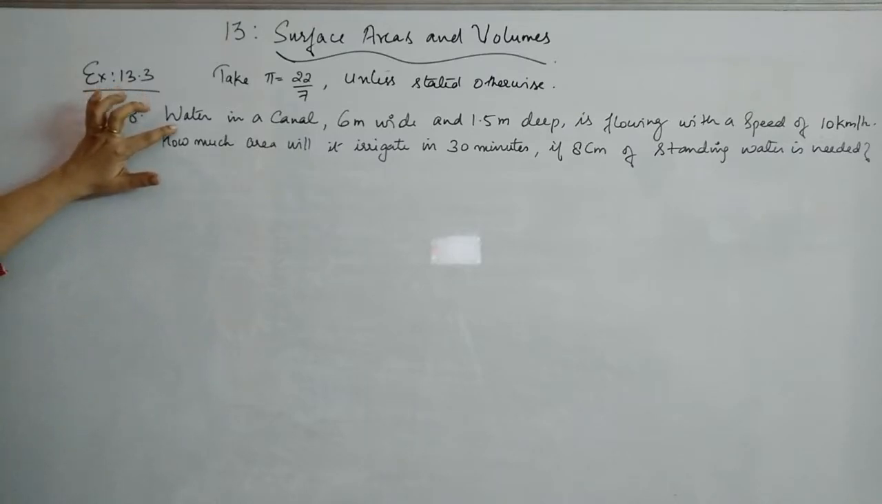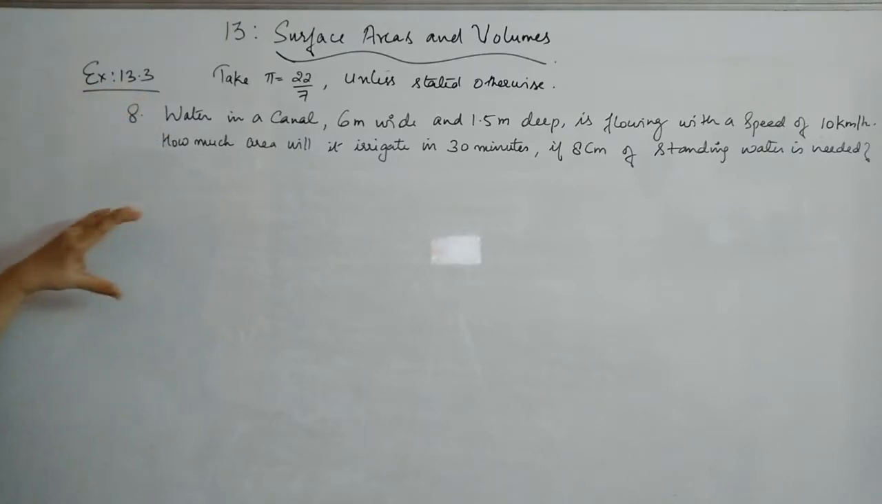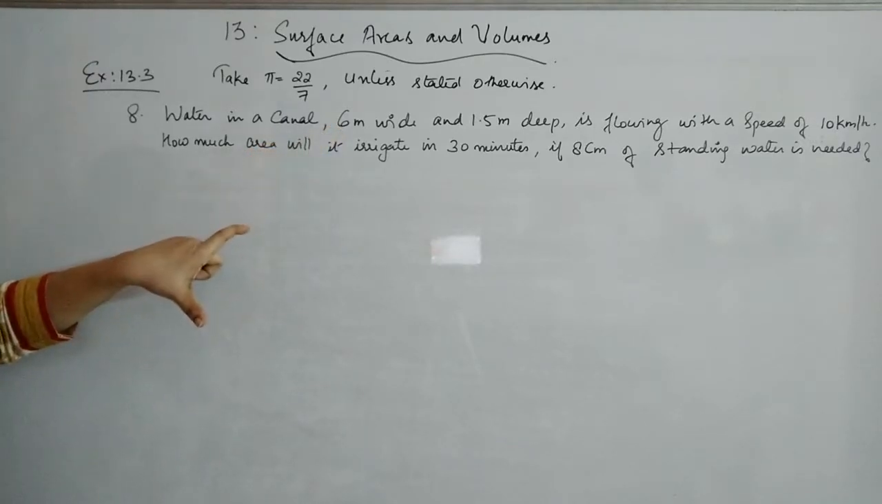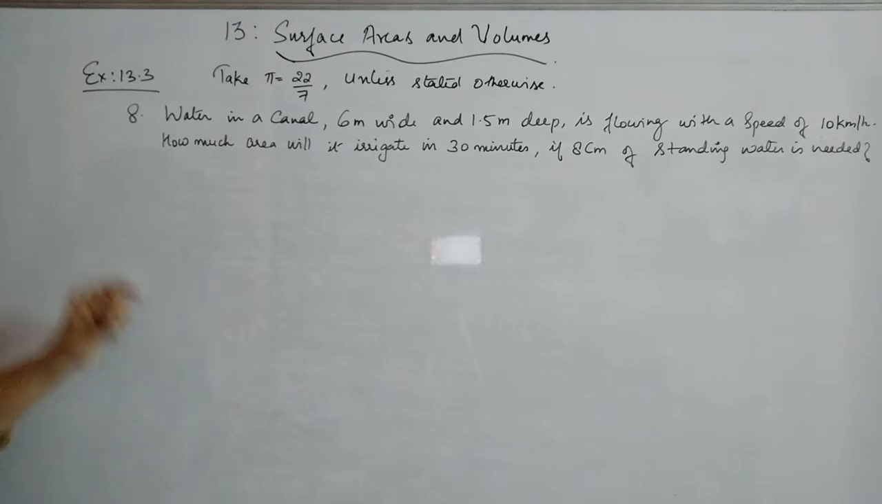Now the concept of this, a water canal, is that the water is flowing through the canal, meaning its width and depth, that is the breadth and the height, are given, and it is flowing with a speed of 10 kilometer per hour. Speed is actually distance by time, so 10 kilometer is the distance covered in 1 hour. That will act as the length. It is a cuboidal shape, so you will have length, breadth and height. So you can get the volume from that.